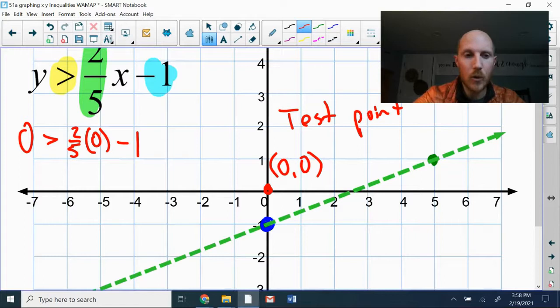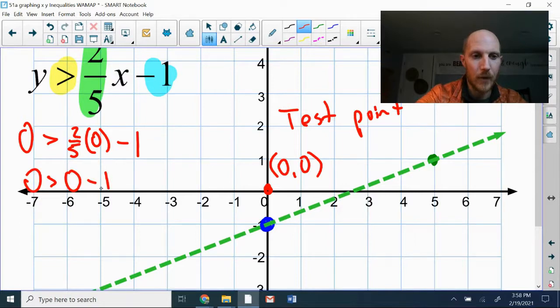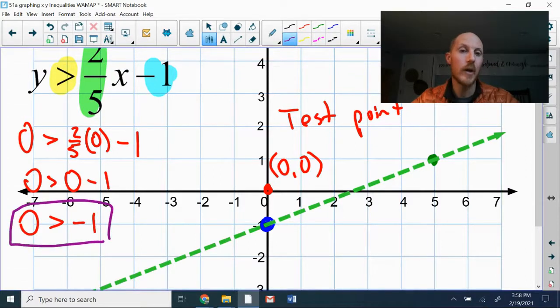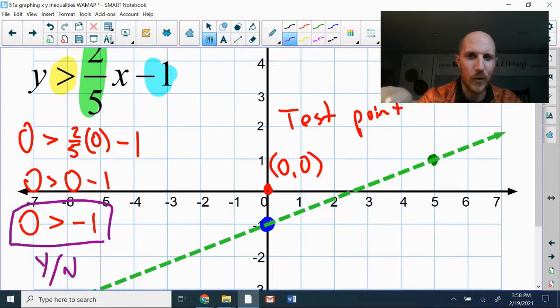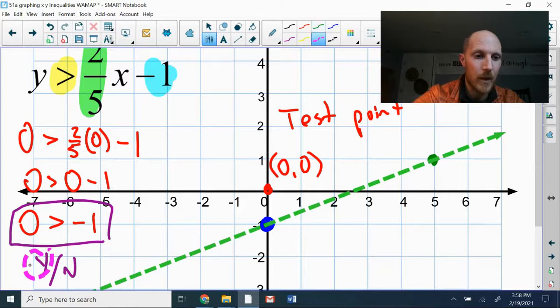All right, so I'm going to put the coordinates into the inequality. I'm going to evaluate, follow the order of operations. So 2/5 times 0 gives me 0, and then I subtract. So 0 minus 1 is -1. So now I ask myself, is this a true number sentence? Is 0 greater than -1? Yes or no? Right, well, 0 is greater than -1. So this is true. Yes.